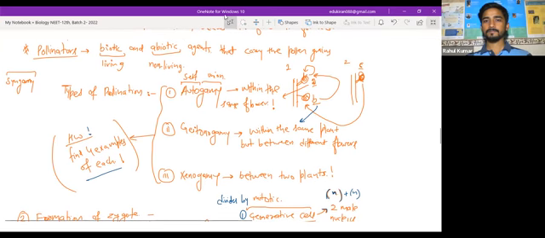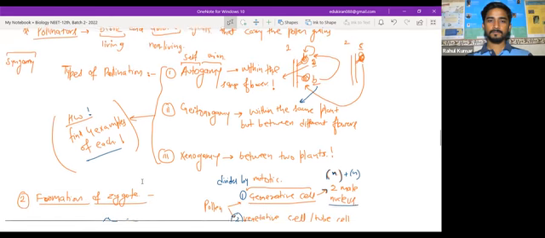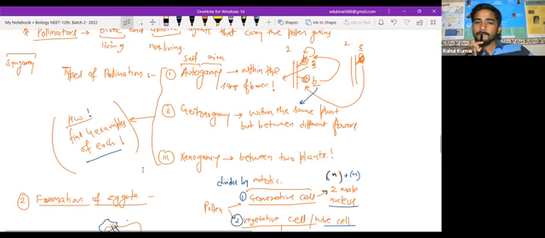So geitonogamy basically means pollination within the same plant, but between different flowers of the same plant. And xenogamy basically means there are two different flowers, but of the same species, so they can pollinate each other. Yes, perfect. You also used a word which I was going to tell you later, cleisto. Did you also read about that?